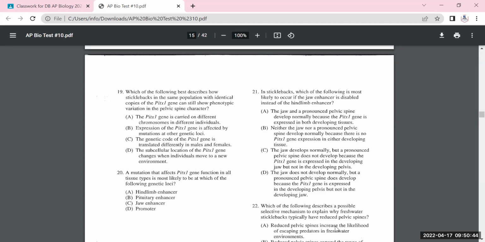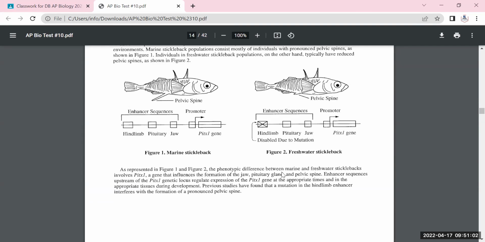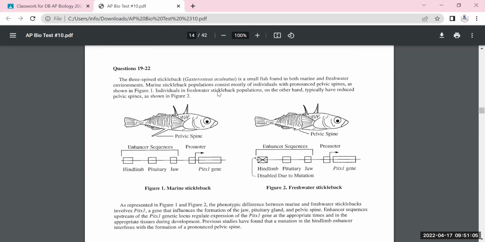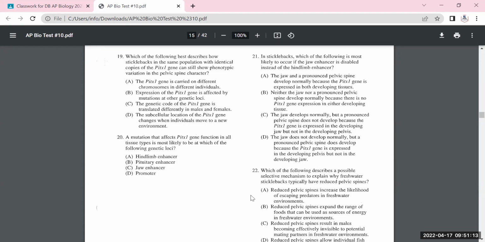Okay, in sticklebacks, which of the following is most likely to occur if a jaw enhancer is disabled instead of the hind limb enhancer? Which one was the freshwater? Okay. Let's go through. The jaw and a pronounced pelvic spine develop normally because the PITX1 gene is expressed in both developing tissues. It doesn't explain what we're asking for.